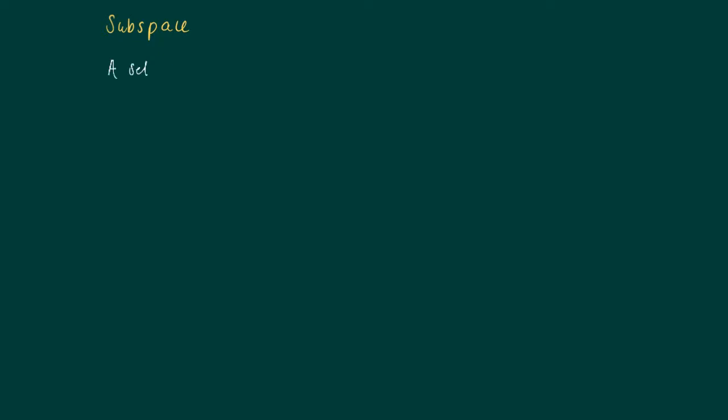Subspaces are special sets in Rn. So we speak of a subset W in Rn being a subspace of Rn. It's also called a linear subspace of Rn if it has the following properties. There are three characteristics of a subspace.